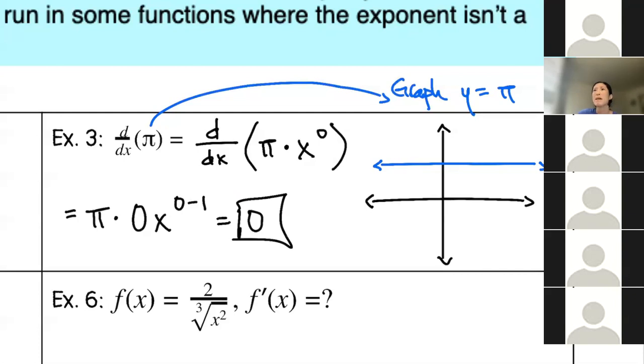Okay. I see a question that I missed in there. So if there's no x, then the derivative will always be 0. If you look and there's no x in the entire thing, that does mean x to the 0. And so, yeah, you'll end up with that 0. Okay.